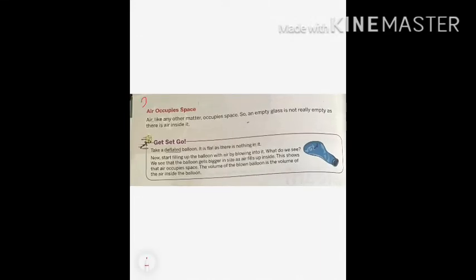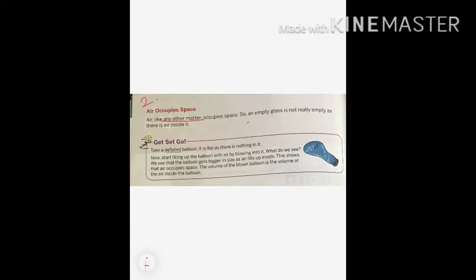First property we have already learned. Air is odorless, colorless, and tasteless. Now this is the second property we are learning here. Air occupies space. Matter is anything which we see around us which has weight and occupies space. So air is also matter, and it also occupies space and has weight.